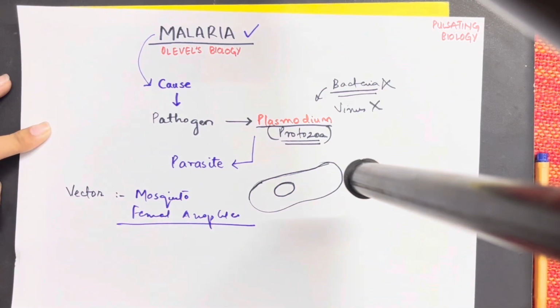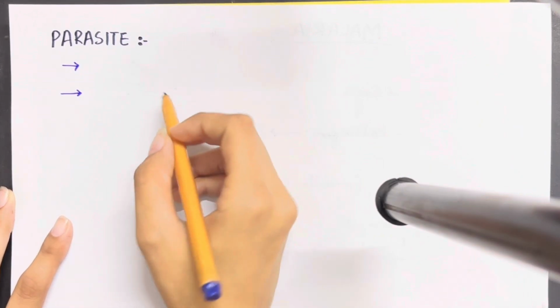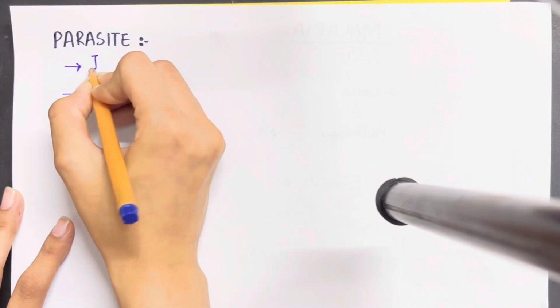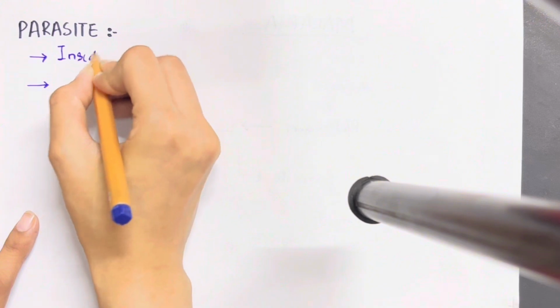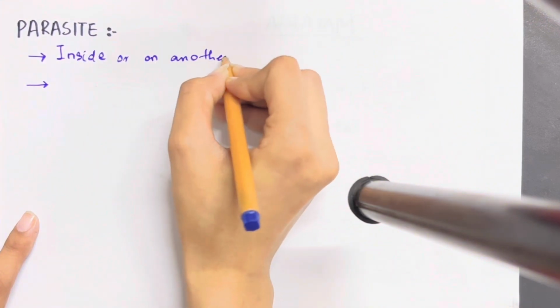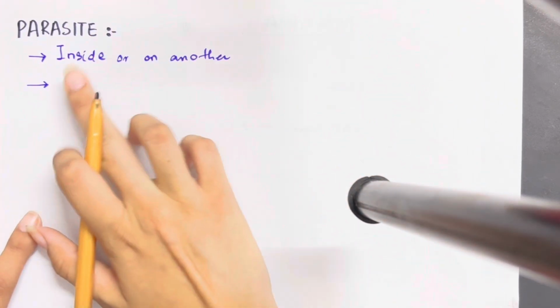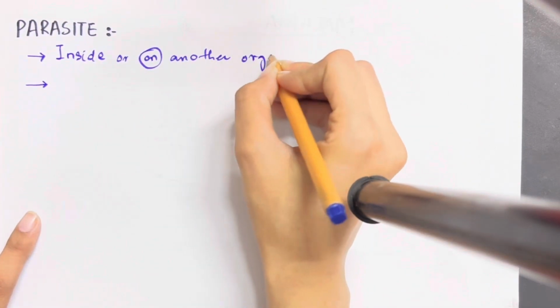Now we're going to discuss the parasite: how plasmodium is termed a parasite and what the function of a parasite is. A parasite is a kind of organism that lives either inside another organism or on another organism. This is the basic definition of a parasite: an organism that either lives inside or lives on another organism.